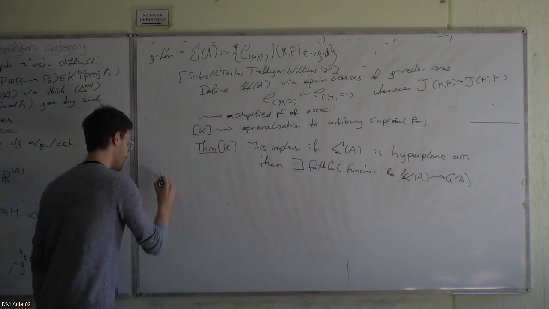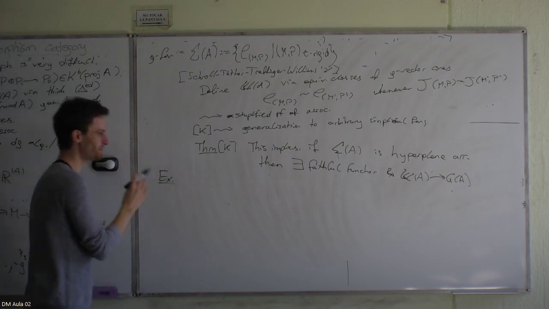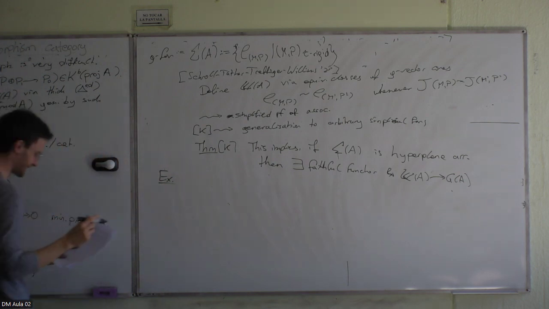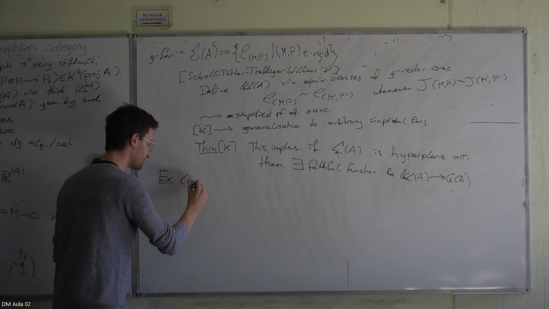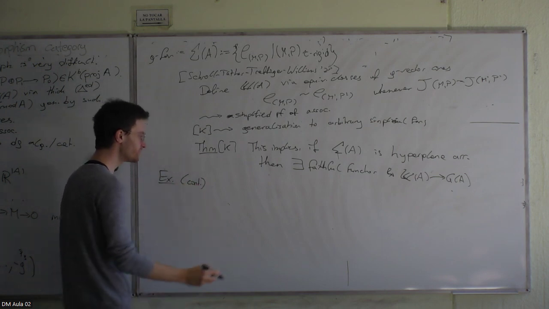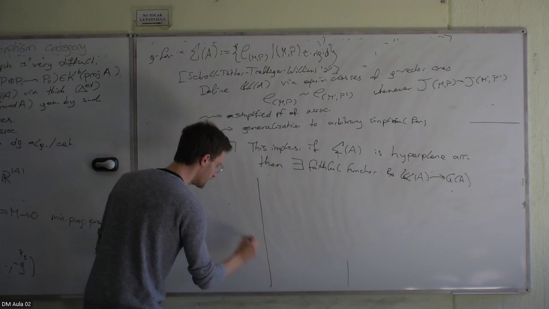And I've not done an example in a while, so I'm sorry about that. Let me go back to the example we had previously. The G-vector fan of this looks as follows.